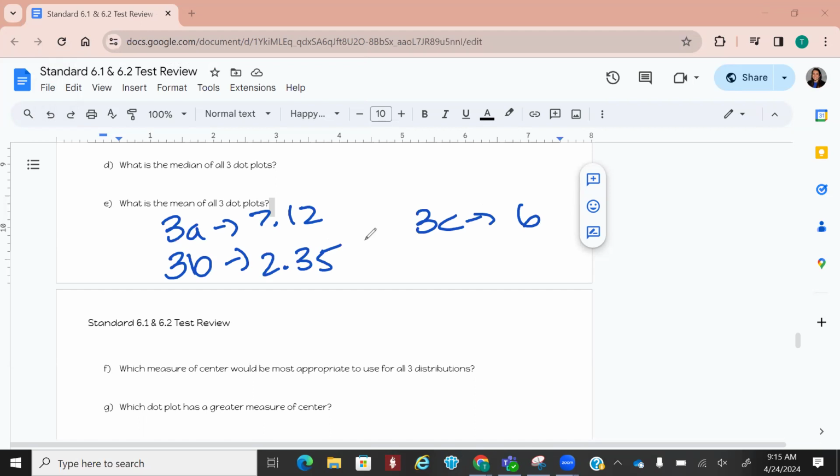Okay. Questions on that? Which has the greatest measure of center? Which number is bigger? 3A. Okay, so if you flip over. 3A. Questions on that? Okay.